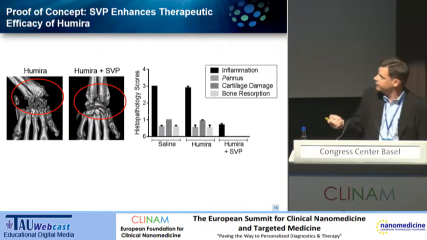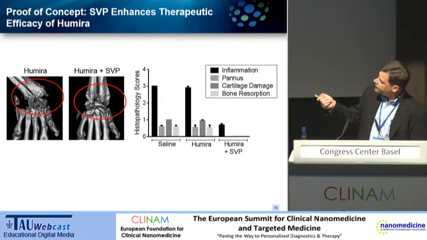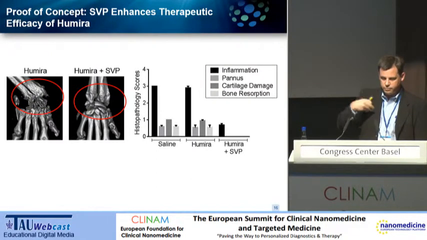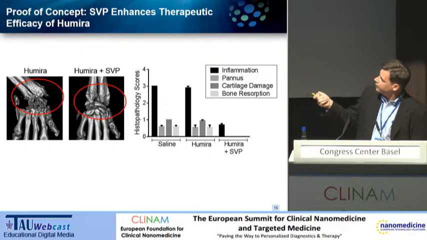You can see this in, I'm not sure how well that shows up, but this is week 20 data. This is histopathology data, and this is an X-ray. If you only give Humira for 20 weeks, you get that level of arthritis in the mouse. The reason is it has antibodies, so those subsequent injections after the 2nd or 3rd injection are just not working.